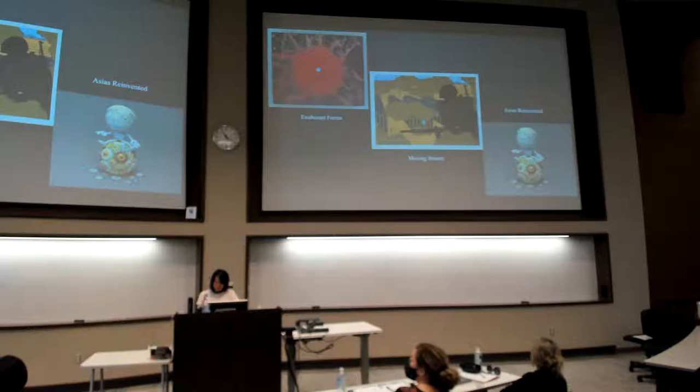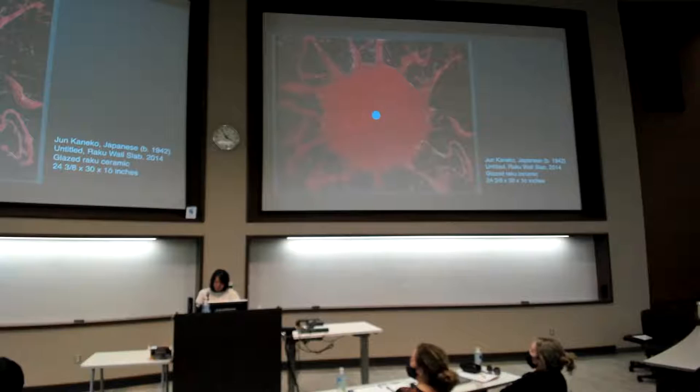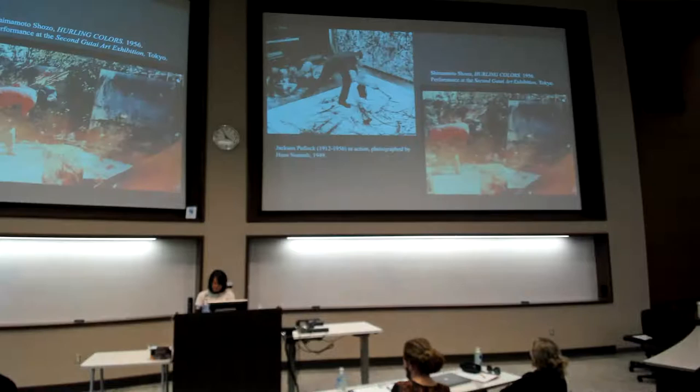The first work I want to discuss is Jun Kaneko, Untitled Raku Wall Slab. Kaneko was born and trained in Japan and has worked in Nebraska for decades. This work, with its primal luminous colors and explosive centrifugal motion, evokes the aesthetics of abstract expressionism, which emphasizes the materiality of the paint and the physical forces behind its creation. This type of art was explored by artists in the US, Europe, and Japan during the post-war era, and the American portion in particular became a canon of modern art.